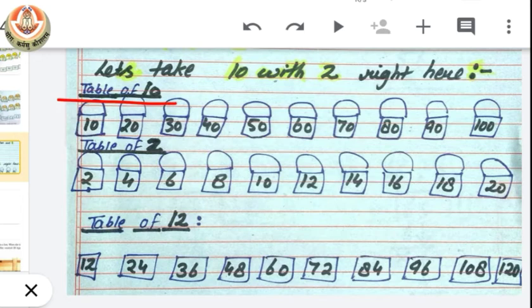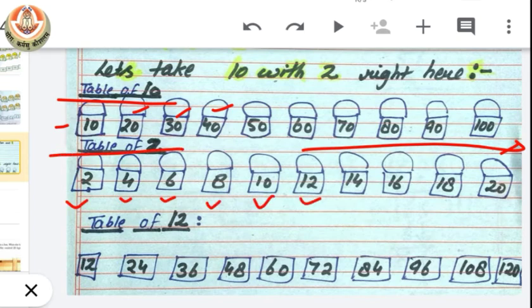So this is our table of 10. We have 10, 20, 30, 40, similarly till 10 into 10, which equals 100. Now we will have the table of 2, which is 2, 4, 6, 8, 10, 12, 14, 16, 18 and 20.